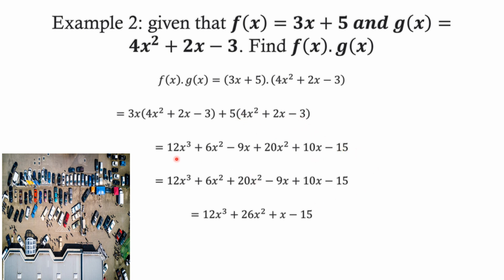Then in this form, we group like terms. The grouping of like terms gives 12x^3 plus 6x^2 plus 20x^2 minus 9x plus 10x minus 15. Our final result is 12x^3 plus 26x^2 plus x minus 15.